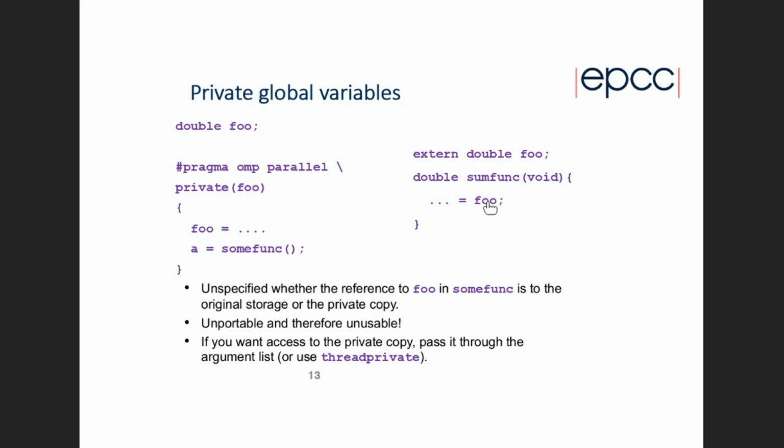So the question is, what does that refer to? Does that refer to the original global copy via the extern statement, or does it in fact refer to the private copy in the enclosing parallel region? And the answer is you don't know. So it's pretty much an unusable pattern, because different compilers can behave differently here. If you really want to access the private copy, then you need to pass it through the argument list, or you can use threadprivate to get private copies of the global variable. This particular pattern is not usable in any sort of portable way.